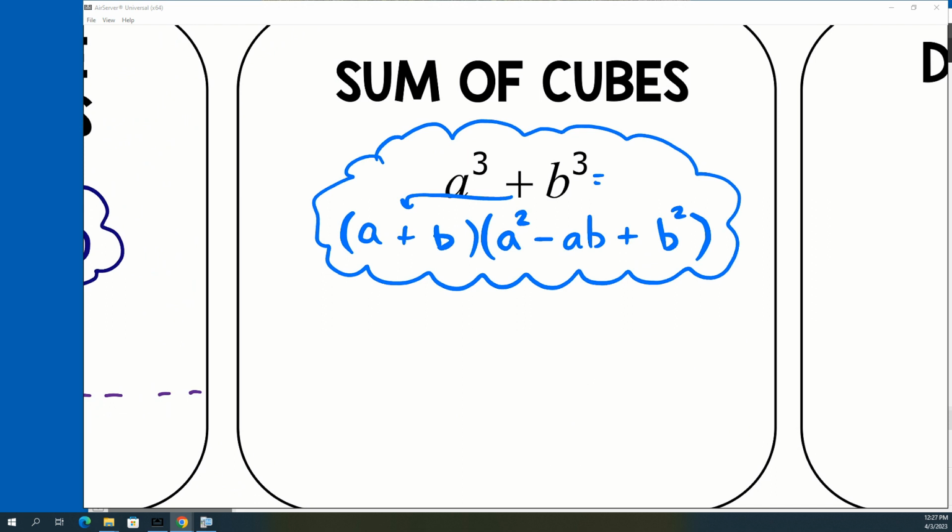Okay, so we're going to do a couple. The first one is x cubed plus 27. Now it's good if you know that 27 is a perfect cube and you know the cube root of 27, but if you don't, you can look at the calculator.